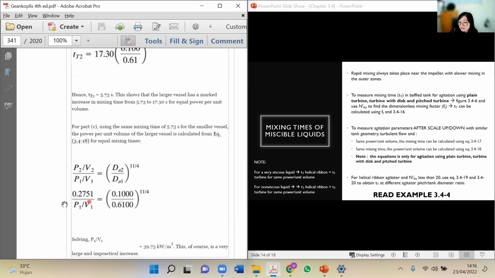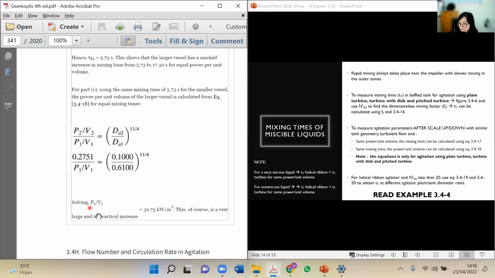Now we are asked to calculate the new P per V for the original tank if we have the same mixing time. So solving the equation above, we can find P per V at the original tank, but with the very short mixing time. It's 39.73.